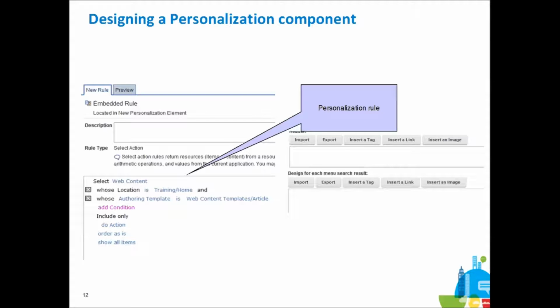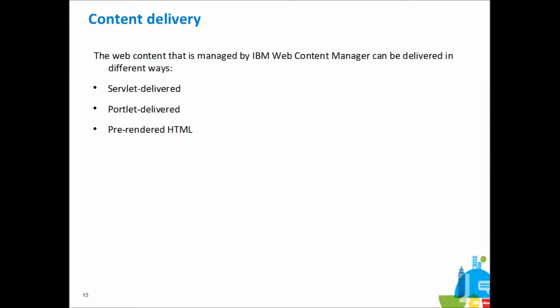When you create a personalization component in the WCM authoring portlet, you need to define a personalization rule, and based on the rule, you can display customized content for specific users. So far we have seen the authoring capabilities of WCM. Now we will see the rendering capabilities of WCM.